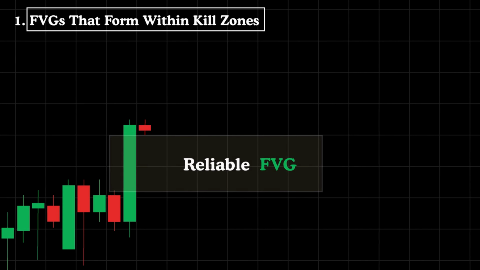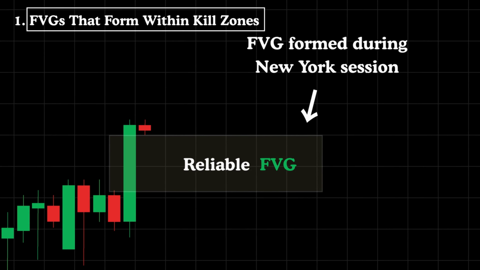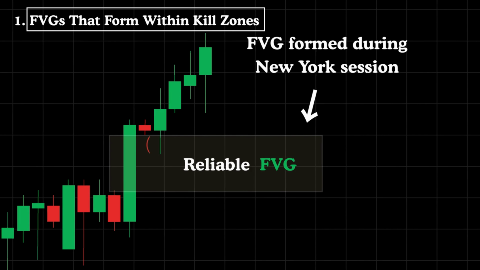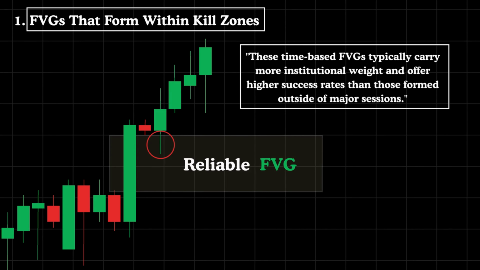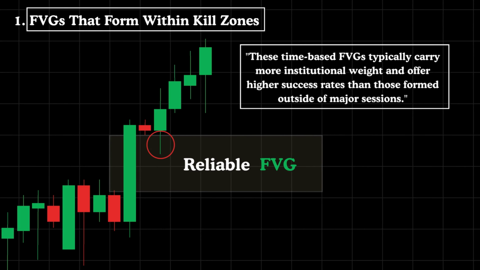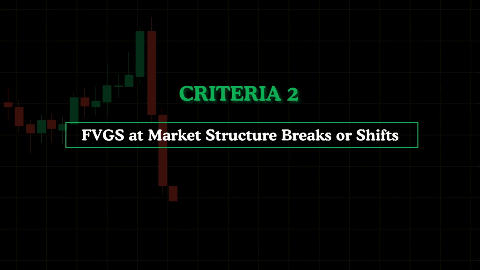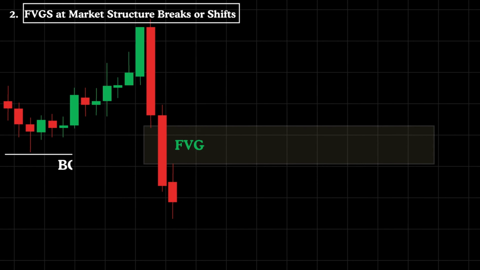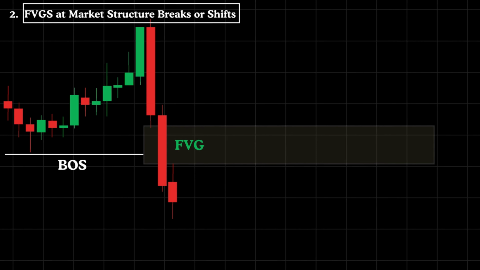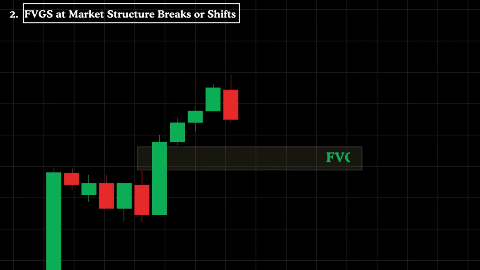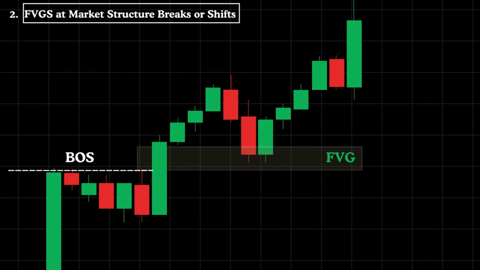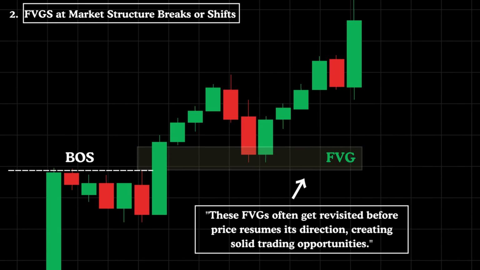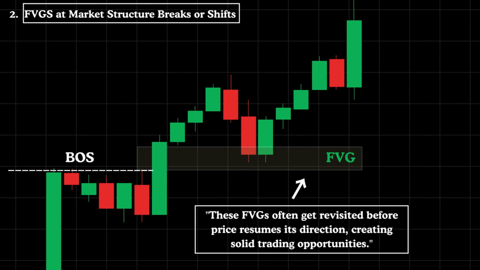For example, if a gap forms during the active trading hours of the London or New York session, especially during distribution phases, it's usually more dependable. These time-based FVGs often hold more institutional significance and deliver higher success rates compared to those that show up outside major sessions. The second criterion is FVGs at market structure breaks or shifts. Gaps that emerge during a break of structure or a market structure shift tend to be statistically more reliable. When a fair value gap forms directly from structural momentum, like a clear breakout, it signals strong institutional involvement. These FVGs are often retested before price continues its move, offering solid trade setups.